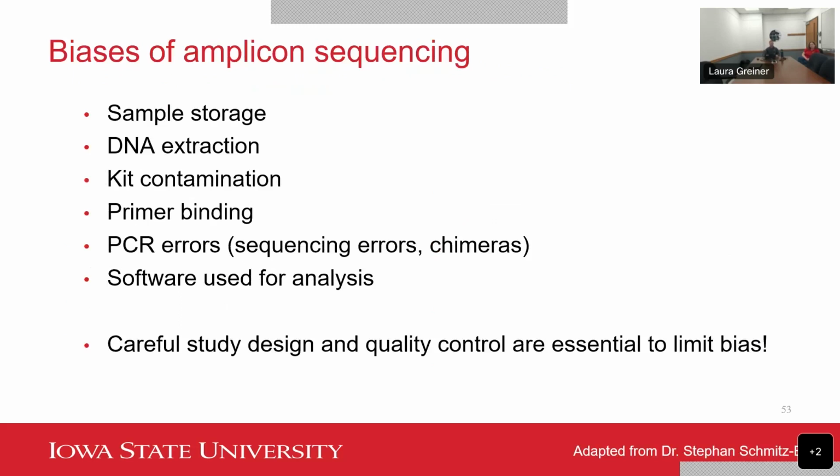And as with everything, as we go through the process of designing studies or evaluating studies, it's important to recognize there is bias that comes along with microbiome studies, where things like sample storage, extraction kit contamination, PCR errors, or even just the software used for analysis can change your results. And so it's imperative that we're careful in our study design and mindful of quality control to limit the bias as best we can.